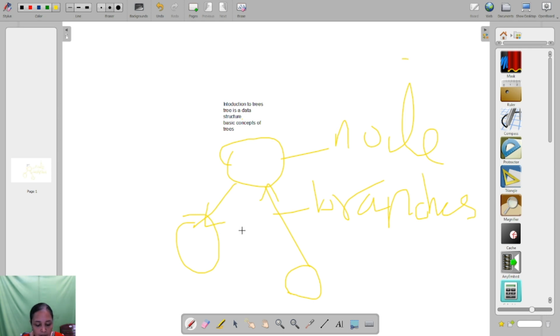So these are the 4 points about the basic concepts of trees. Once again I am repeating. A tree consists of a finite set of elements called nodes. So this one is one node, this and this also are nodes. A tree consists of a finite set of directed links called branches. The third one: branches directed towards the node are called in degree. The branches directed away from the node are called out degree.